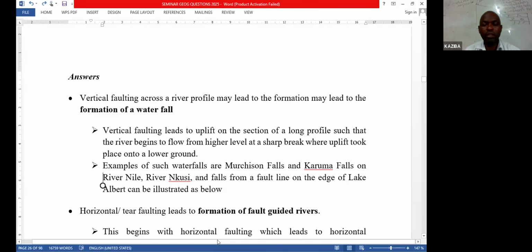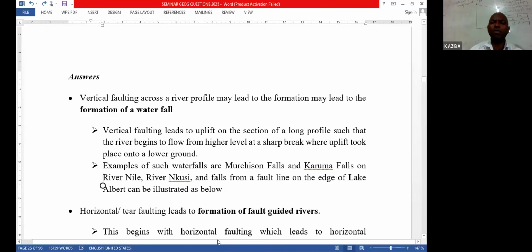Then you tell us areas in East Africa that are experiencing faulting. Of course, you know where you have the arms of the Rift Valley, where you have block mountains, that is Rwenzori, etc. Now, after that, go to the influence of faulting on drainage.